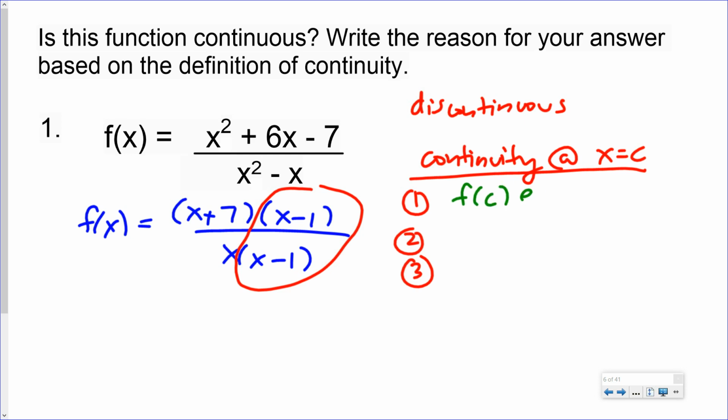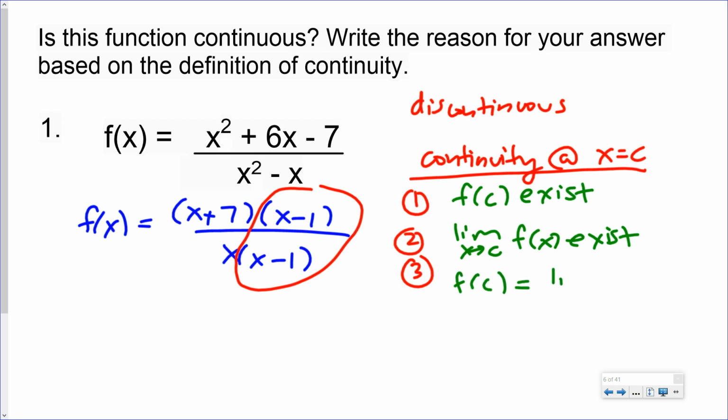f of c must exist. What's the second thing? The limit at c must exist. And what's the third thing? f of c must be equal to the limit as x approaches c. All right, so there it is. So remember the definition of continuity. If any one of these is not true, then I can say this function is discontinuous.